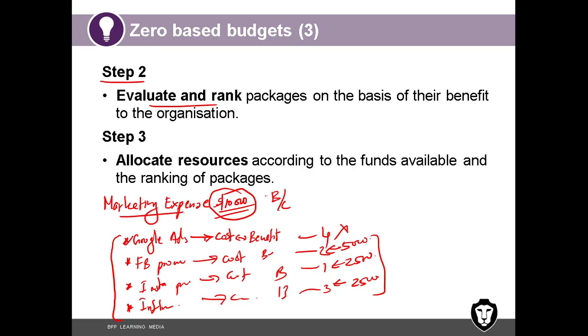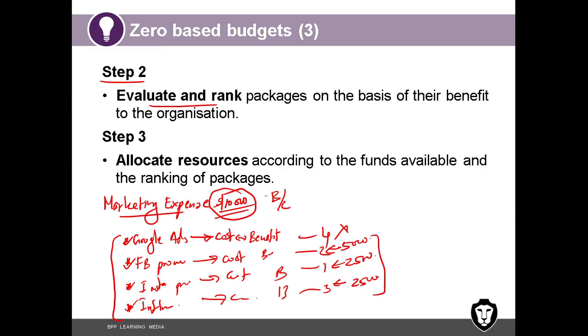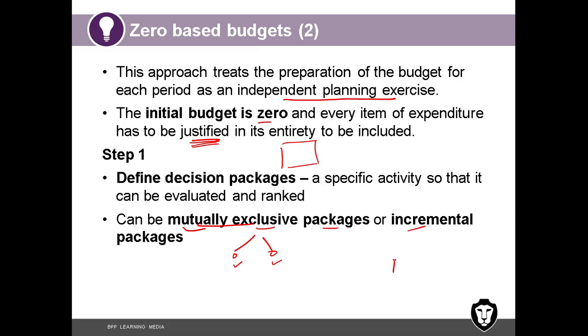So once again, identify the decision packages. What are decision packages? Different activities we can do to carry out a particular task, different ways of doing it. And these different packages could be mutually exclusive or incremental. Mutually exclusive means, what? There are 2 packages, and either you can do this or do this, not both. This is called mutually exclusive packages. Incremental means I do one activity, and on top of that, I can do another one.